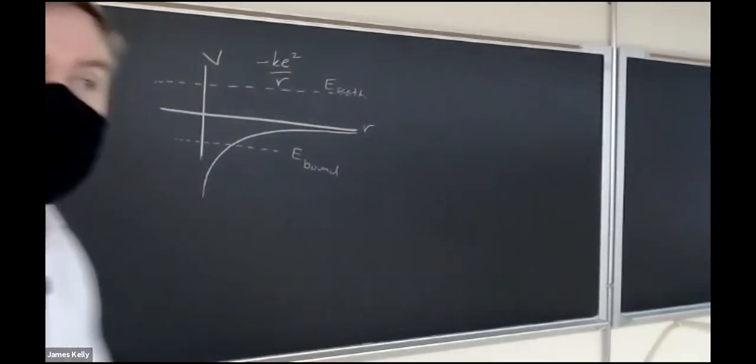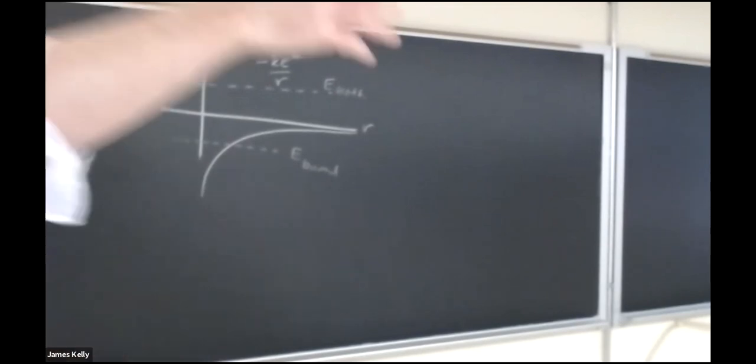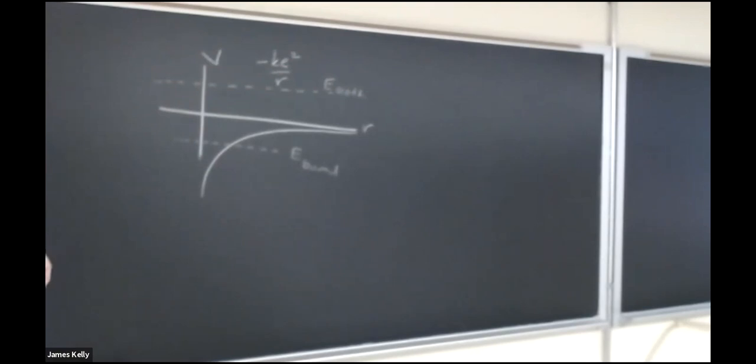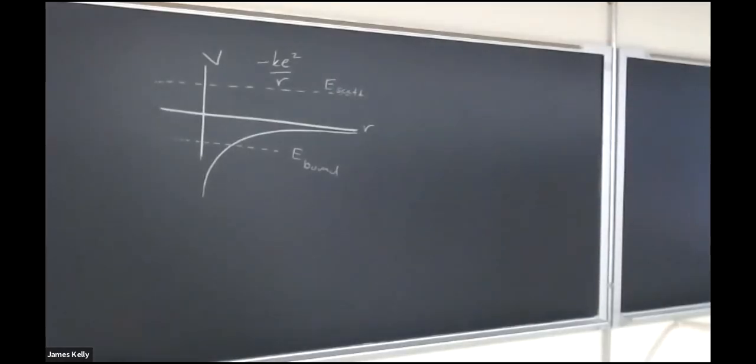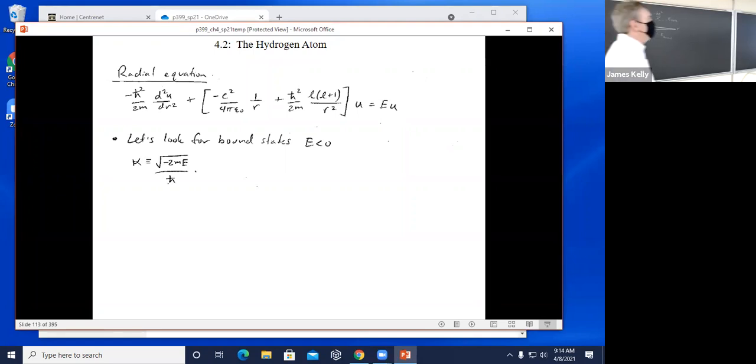So we're going to start out looking for the bound states, which are the ones we're mostly concerned with, because when we talk about an atom, we're not talking about a proton and an electron that's zipping by under the influence of its force. Usually we mean it's bound in some state. Okay, so bound states correspond to energies less than 0 in this case.